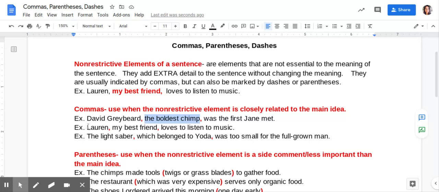The next example says, Lauren, my best friend, loves to listen to music. The non-restrictive element is my best friend, and it relates to the main idea, so that's why we use the comma. And the third example: The lightsaber, which belonged to Yoda, was too small for the full-grown man. So we put commas around the non-restrictive element.